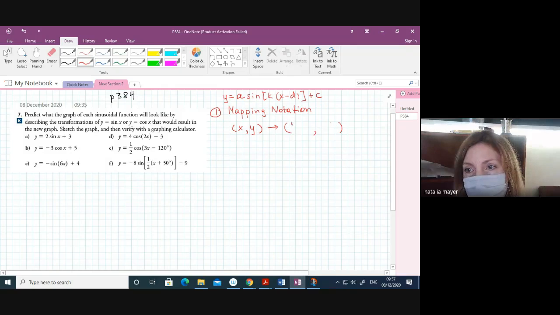So who remembers the mapping notation formula? X over k plus d, ay plus c. Basically you also just choose any 5 points. No, it has to be specific points. Has to be specific points.